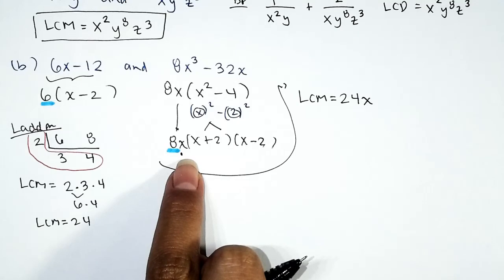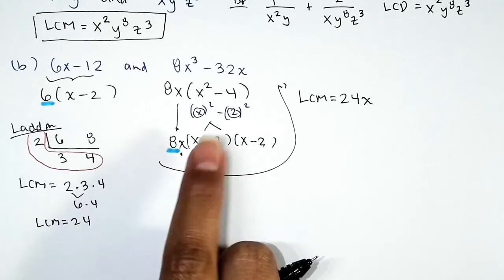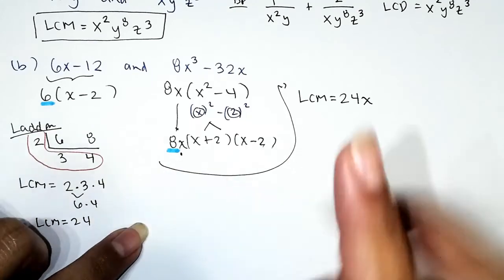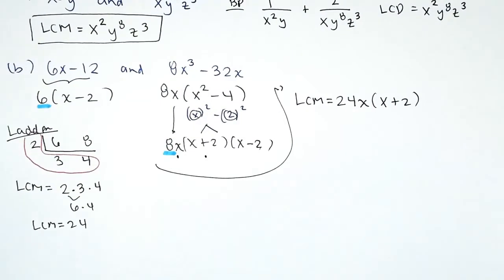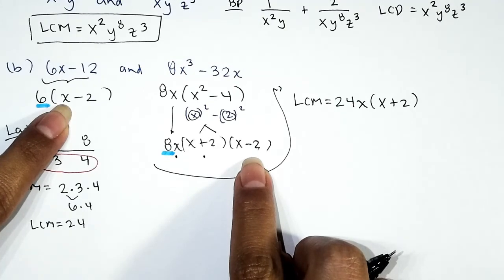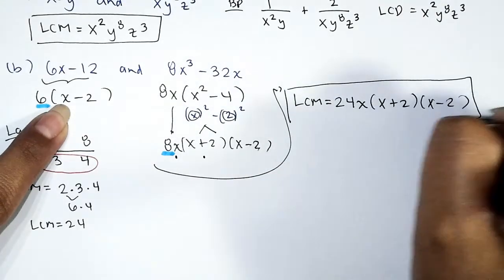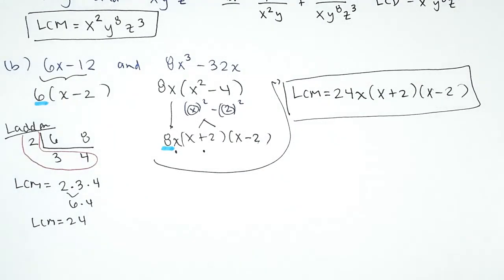Now we have to focus on the binomial factors. You're going to treat them like the prime numbers. Multiply the different binomials using the biggest exponent on each binomial. The first binomial that I see is x plus 2. It's not happening elsewhere, so its biggest exponent is 1. Let's put that in our multiplication list. Another binomial is x minus 2. It's happening elsewhere, but either way the biggest exponent is 1. Let's put that in our multiplication list. So thanks to our hard work, the least common multiple between these two polynomials is 24 times x plus 2 times x minus 2.